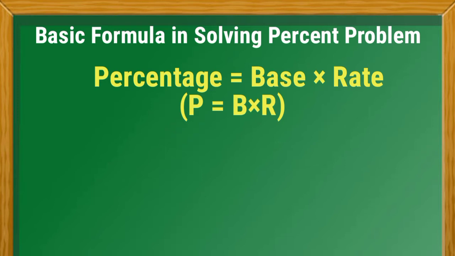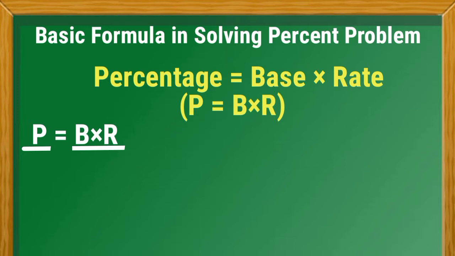How about the formulas in finding the base and the rate? We can derive a formula for the base and rate through this basic formula, which is percentage equals the base times the rate. For example, you are going to find the base. All you have to do here is to divide both sides, the terms on the left side of the equal sign and the terms on the right side of the equal sign.